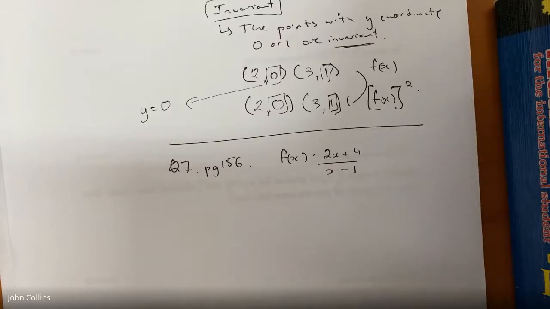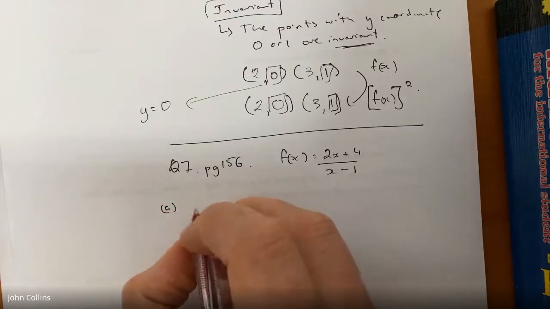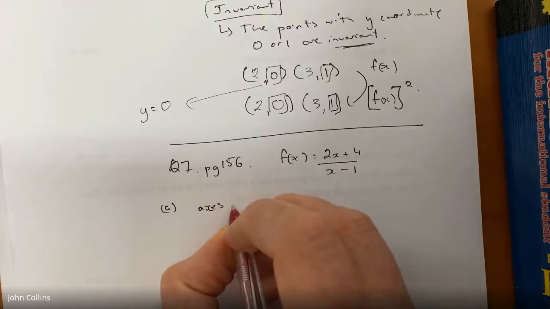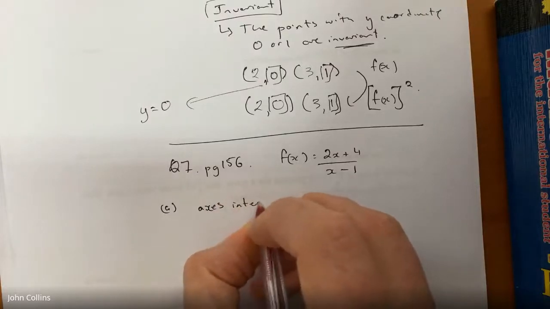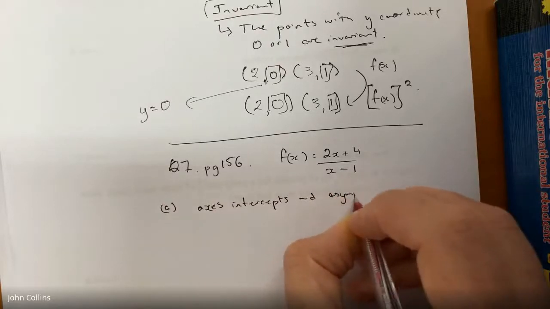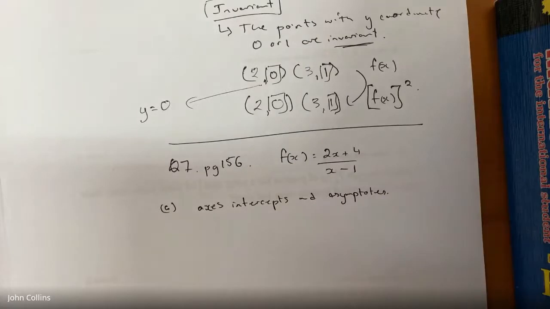The first part of the question kind of sets it up. It asks for the axis intercepts, and it asks for the asymptotes. So this is going back to what we did maybe a couple of weeks ago about rational functions, intercepts and asymptotes. We need to be able to get these quite quickly.